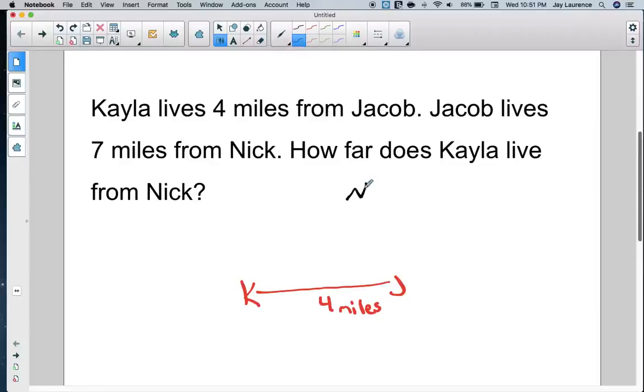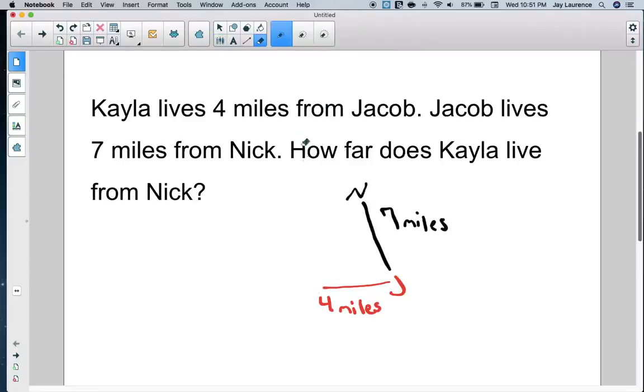We're going to put Nick here. And we know that Jacob lives 7 miles from Nick. Now you might say, your triangle doesn't look right because the length that's 4 looks longer than the length that's 7 miles. And that's true, but it's just a rough sketch. If you want to draw it more accurately, you can, but it's impossible to know what type of triangle to draw based on the information. So if you want to do it so it looks a little bit better, where at least the black one is longer than the red one, that's fine.